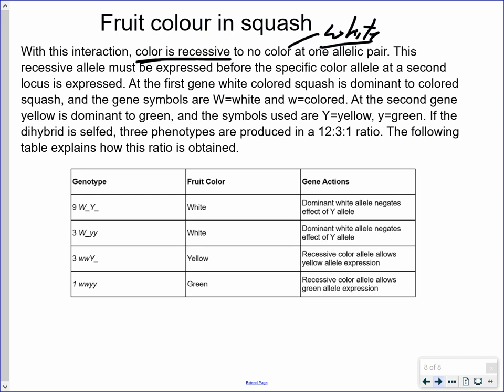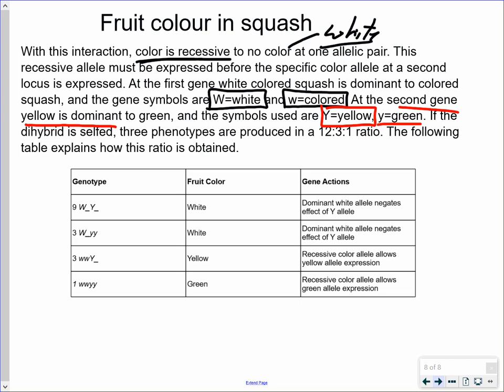So in terms of the letters, we'll use a capital W for the white. That one is dominant for no color. In order to get color, they would have to be homozygous for the recessive one. So that is one gene located on one chromosome at one specific location, but now there is a second gene as well. So this second gene is for the color, and we see that the yellow is dominant to green, so we'll use a capital Y for the yellow, and we'll use the lowercase y for the green.